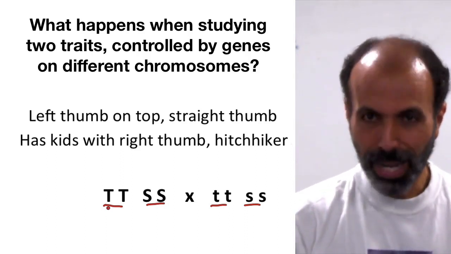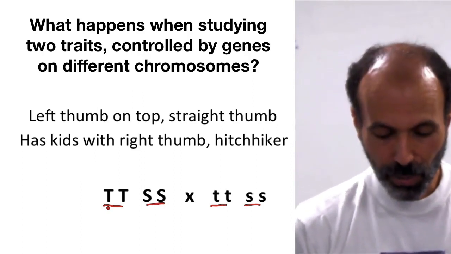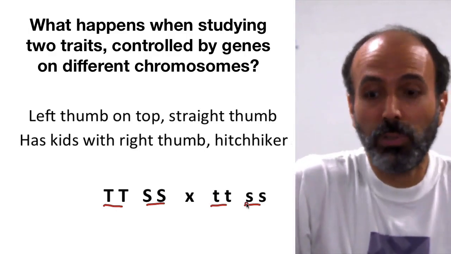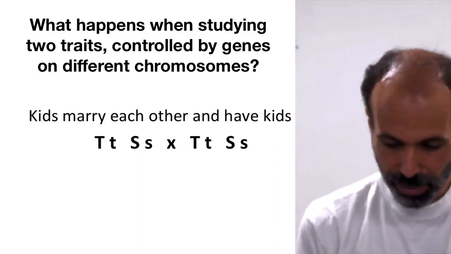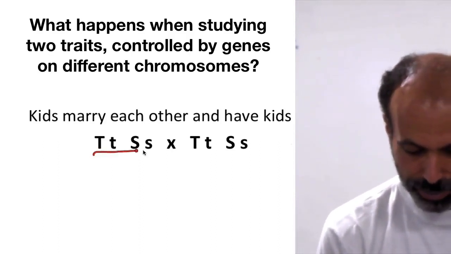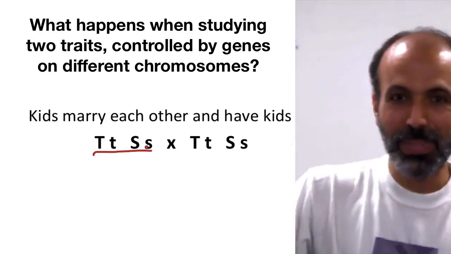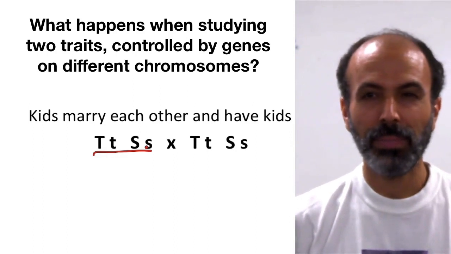Okay. So let's follow what happens. The offspring will obviously get one big T, one little t, one big S, one little s, right? Because there's no alternative. So here we go. Here are the kids: big T, little t, big S, little s. And let's say the kids marry each other and have kids. It's a little gross, I'm sorry, but let's pretend this just for a moment. What will we see in their offspring?